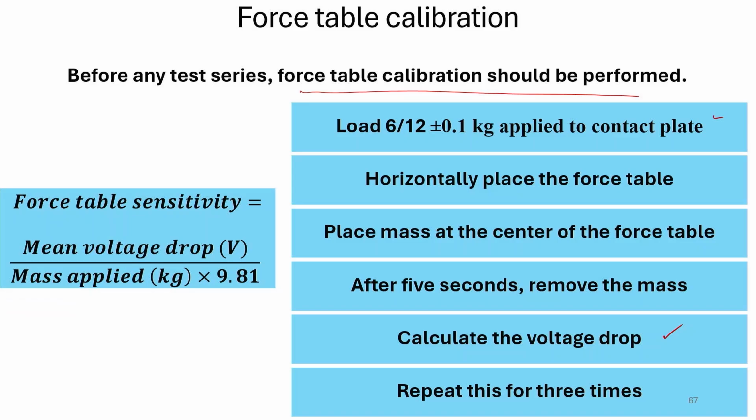So, force table sensitivity is the mean voltage drop divided by the mass applied, whether 6 or 12 kg, multiplied by 9.81. So, this is the force table sensitivity.